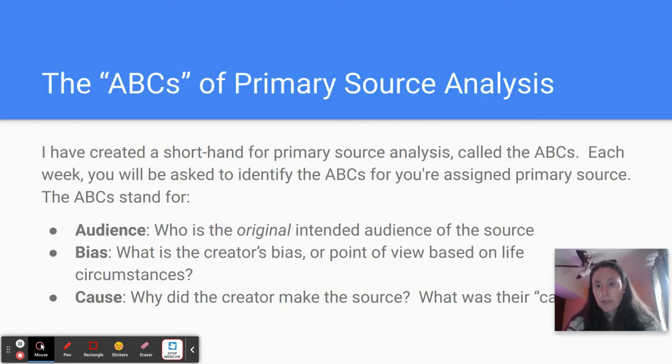Each week, the first question will always be, what are the ABCs? This is a shorthand that I've created to jumpstart primary source analysis, and I think it's a good place to start. ABCs stand for audience, bias, and cause. Audience: who is the original intended audience? Bias: what is the creator's bias or point of view based on life circumstances? And cause: why did they create the source in the time period that they did?